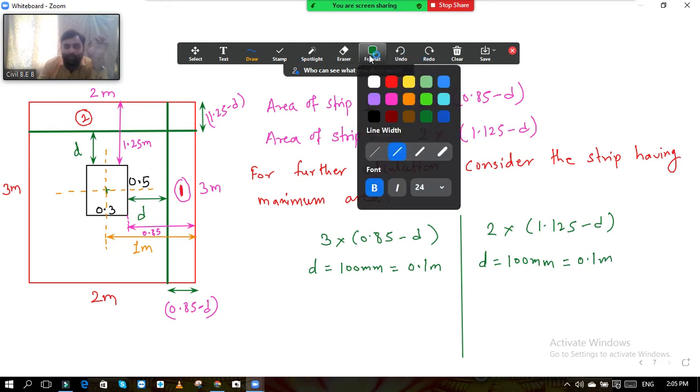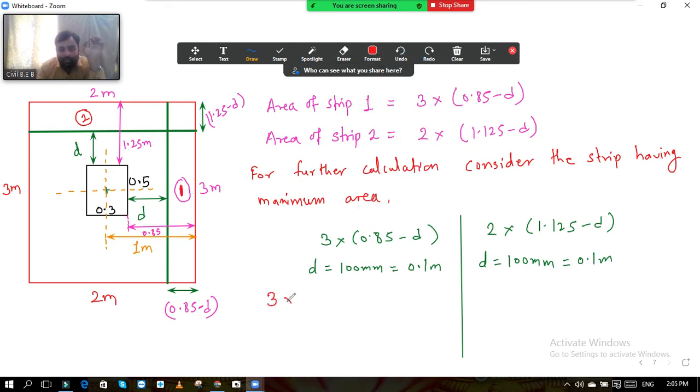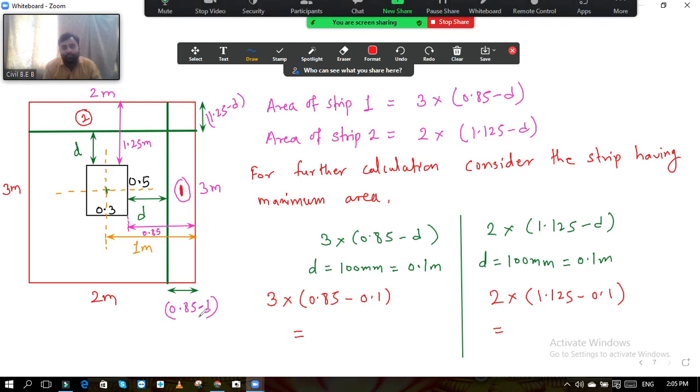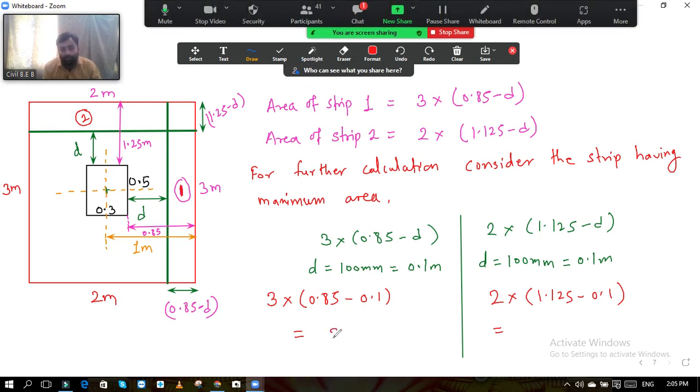Now if I put that value over here, what will I get? So here it will be 3 into 0.85 minus 0.1. Calculate this value. Here 2 into 1.125 minus 0.1. Calculate this value also. You will see which value is more or which value is less. So what will be the answer for the first area? It is 2.25, so this answer is 2.25 meter square. For strip 2 it is 2.05.